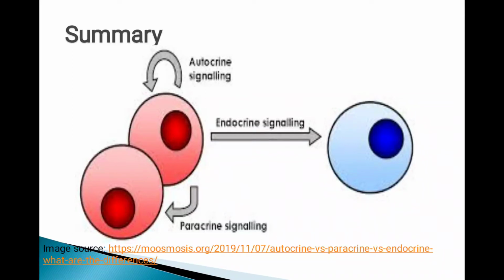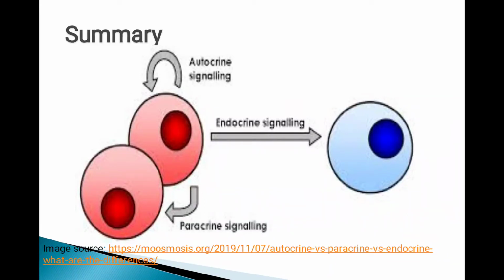So coming to the summary of this session. In this session we have learned about the kinds of cell signaling. Cell signaling refers to the transformation of information from one cell to another cell through a certain kind of chemicals called signaling molecules. There are three kinds of signaling. One is autocrine signaling, in which a cell stimulates itself.